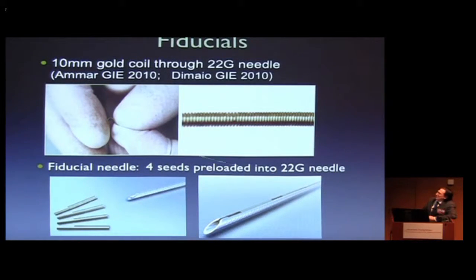These are studies showing that smaller is really better. We can use this very thin fiducial, a 10 millimeter gold coil that can be passed through a 22 gauge needle. So that makes the placement of these fiducials, especially when we're down the duodenum, much easier. And Cook will be soon coming out with this fiducial needle where 4 of these seeds can be preloaded into a 22 gauge needle.